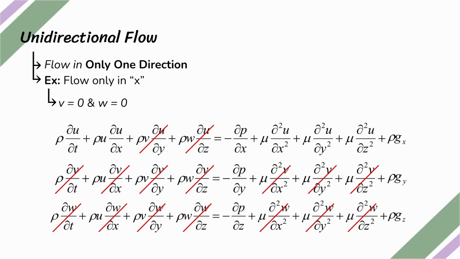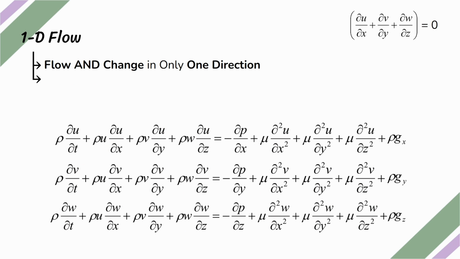If we go back, we can see that these two terms here get canceled out because of the continuity equation, and I marked them in blue just so you guys know that this is from the continuity equation. Next, we have 1D flow.